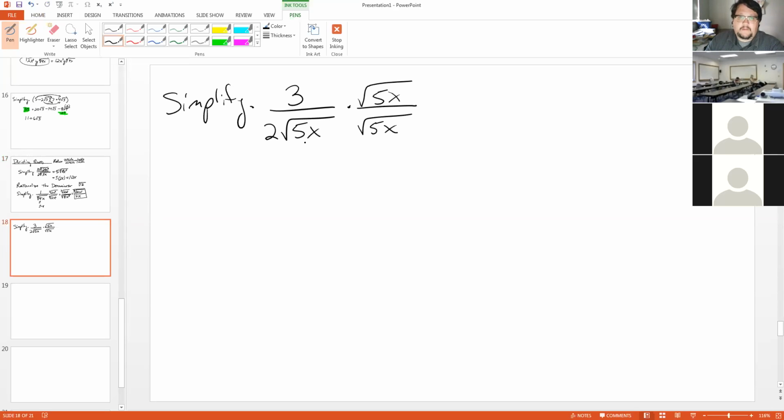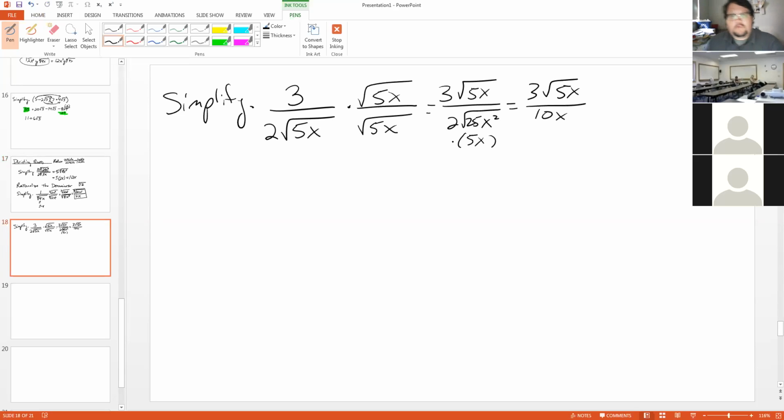And whatever I do at the bottom, I got to do the top. So 3 square root of 5x over 2 square root of 5 times 5, 25, x times x, x squared. And again, that's going to break down into 5x. So 3 square root of 5x over 2 times 5x is 10x. So when you have just one term on top, one term on the bottom, and you don't want a root on the bottom at the end, rationalize the denominator.